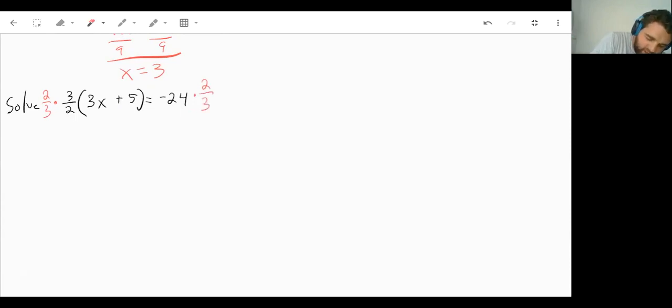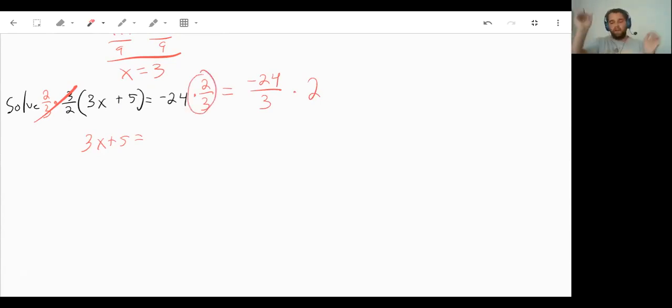And so what's left then on the left side, since that cancels out, is a 3x plus 5. And I'm actually going to do, for this, I'm going to take my negative 24, divide it by 3 first, and then multiply it by 2. So just rearranging that 2/3 and sort of splitting it up in the order that I do it. So negative 24 divided by 3, that's going to give us a negative 8 times 2. Well, negative 8 times 2 comes out to be a negative 16. And on the other side, we still have that 3x plus 5.